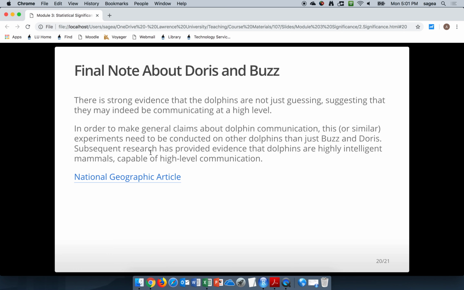As a final note about the study on Doris and Buzz, subsequent studies have shown that dolphins are highly intelligent and that they are able to communicate at a very high level. In the slides is a link to a National Geographic article on the topic of dolphin communication.